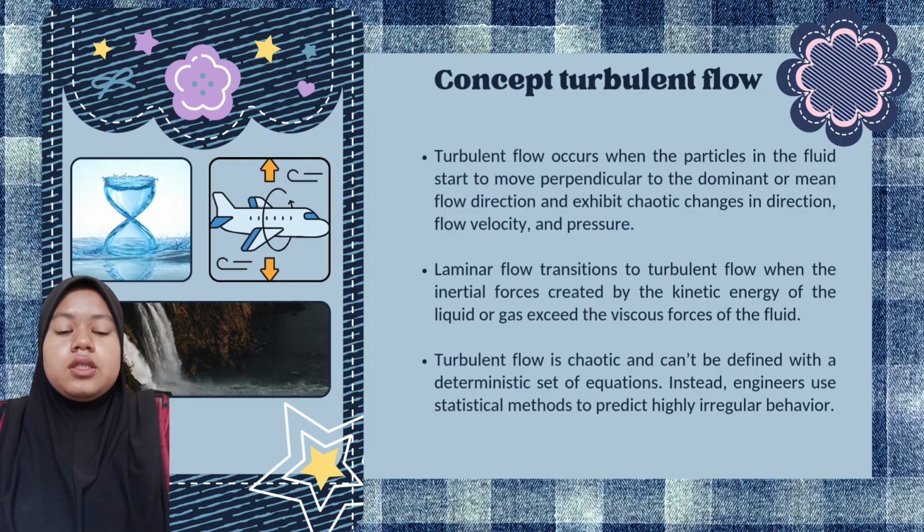Laminar flow transitions to turbulent flow when the inertial force created by the kinetic energy of the liquid or gas exceeds the viscous force of the fluid. Turbulent flow is chaotic and cannot be defined with a deterministic set of equations. Instead, engineers use statistical methods to predict highly irregular behavior.